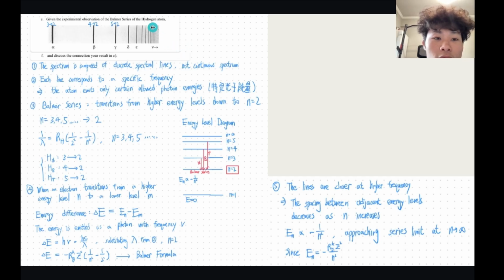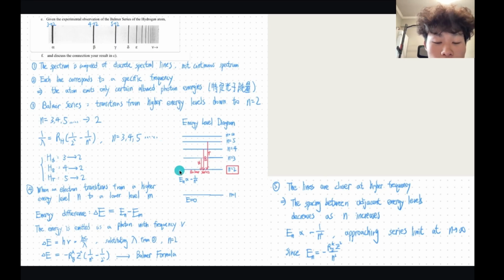And the question states that it is the hydrogen atom's Balmer series. And the Balmer series means that it is transitions from a higher level down to n equals 2. So when the energy level is 3 or 4 or 5 or higher, when it transitions to n equals 2, all of those photons, all of those energies, make up the Balmer series. So for reference, you can look at the energy diagram over here.